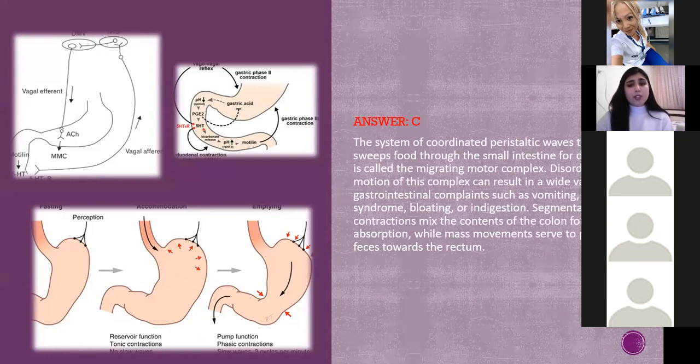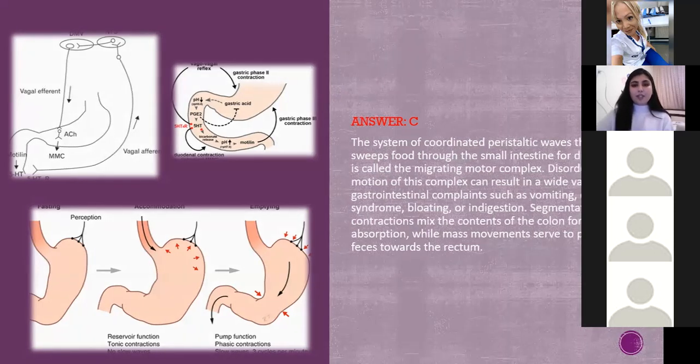Disorderly motion of this complex can result in a wide variety of gastrointestinal complaints such as vomiting, dumping syndrome, bloating, or indigestion. Segmentation contractions mix the contents of the colon for more absorption, while mass movements serve to propel feces towards the rectum.